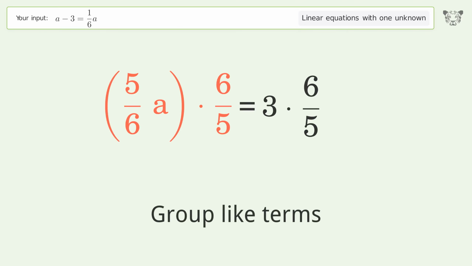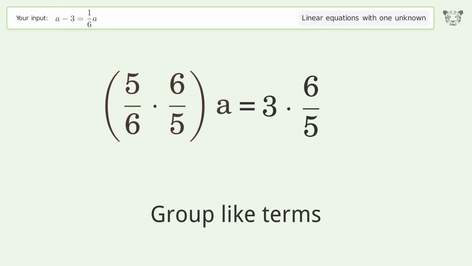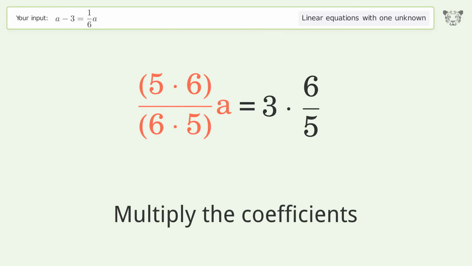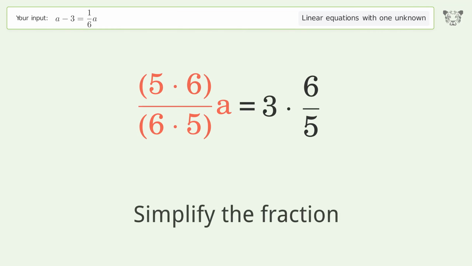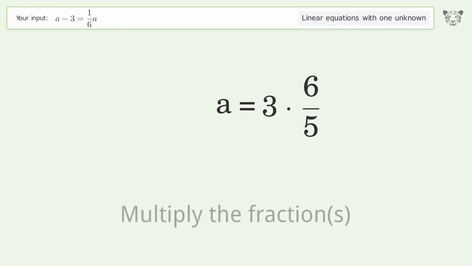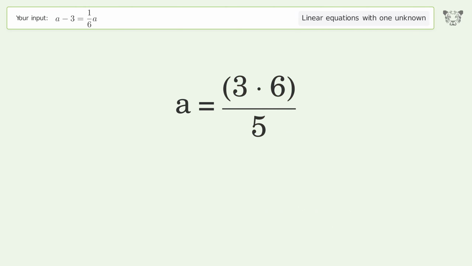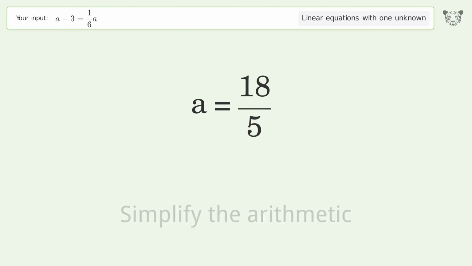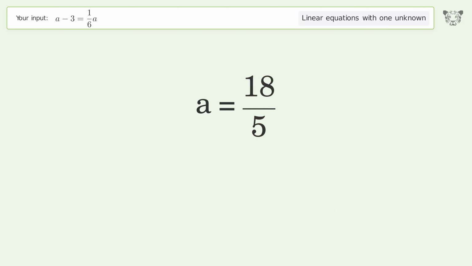Group like terms. Multiply the coefficients. Simplify the fraction. Multiply the fractions. Simplify the arithmetic. And so the final result is a equals 18/5.